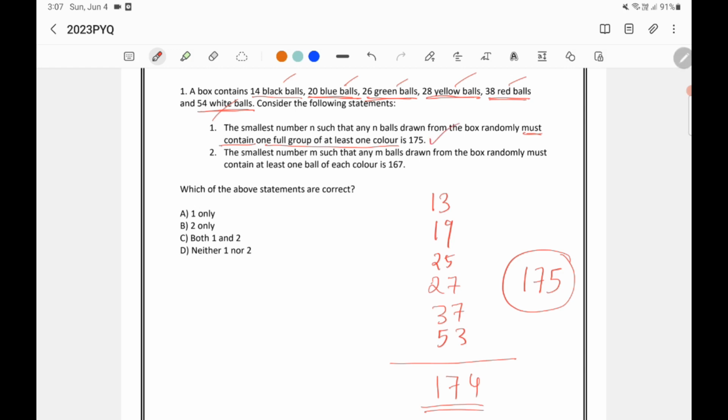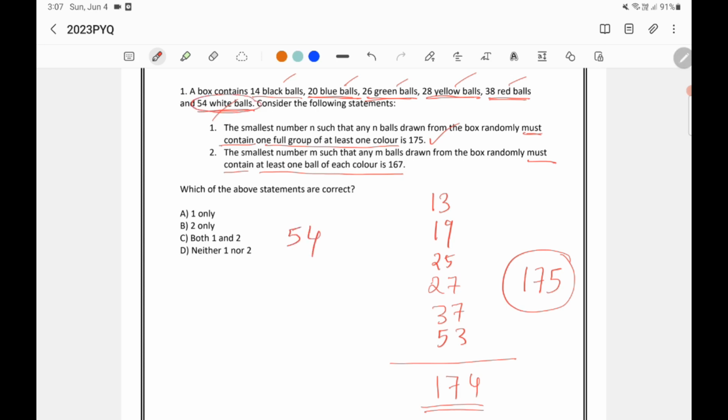You got it. Now let's take statement 2. Statement 2 says that the smallest number m such that any m balls drawn from the box randomly must contain at least one ball of each color. So at least one ball of each color should be there. So here what I can do is that let's assume that I have taken all the white balls first.